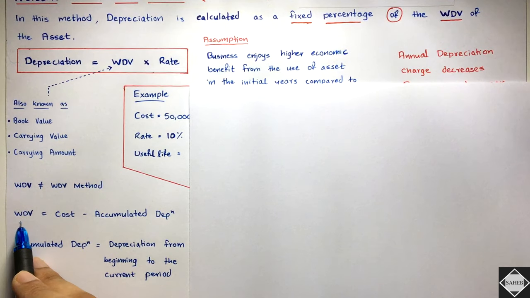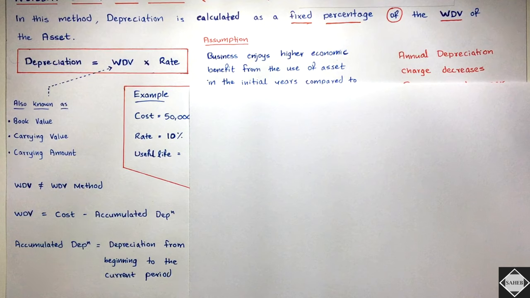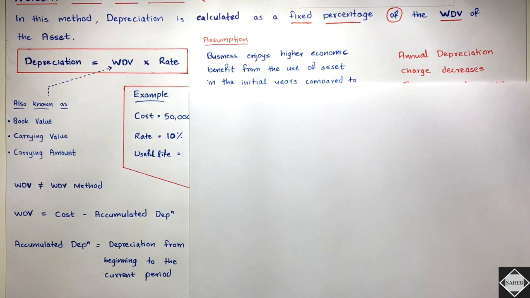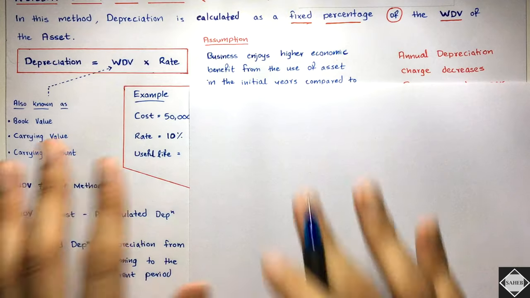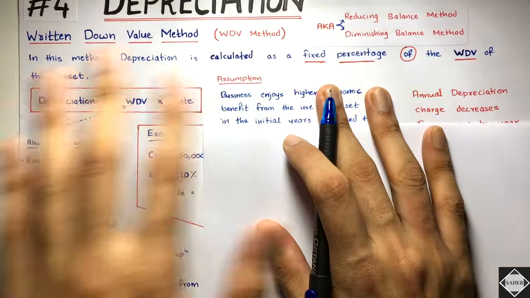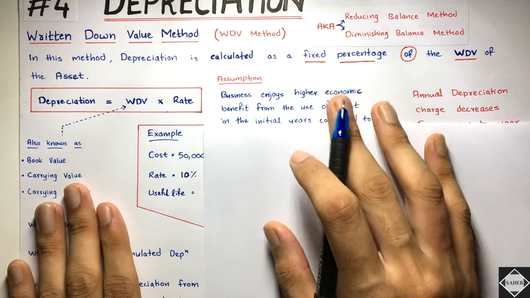So to calculate the WDV mathematically, you have to take the cost of the asset minus 300. Minus accumulated depreciation. That's the mathematical formula for calculating WDV. Fine. So now let's take an example to understand how the depreciation is calculated in this WDV method, and then I will relate everything to you. Okay, right. So let's begin.